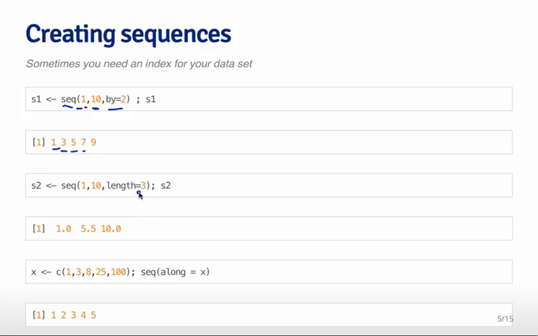Another way to do it is to specify the length of the vector. What that means is it'll start at 1 and end at 10, and it will create exactly 3 values. A third way is to say, suppose you have a vector x and it has 5 values in it, and suppose you want to create an index so that you can loop over those 5 values. You might use seq_along equals x, which will create a vector of the same length as x, but with consecutive indices that you can use for looping or for accessing subsets of data sets.